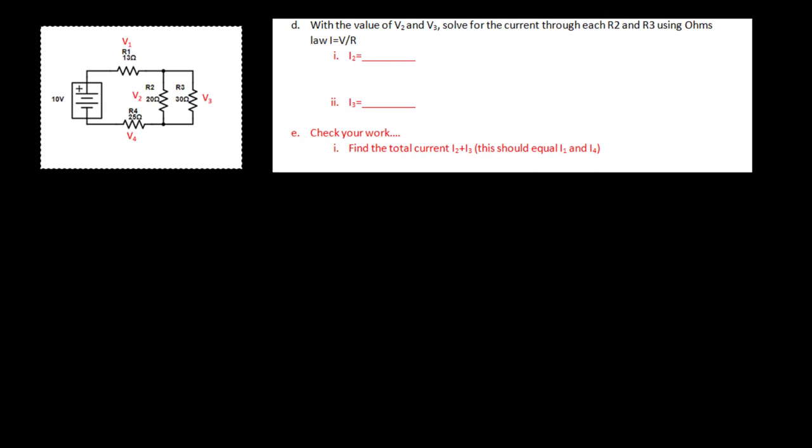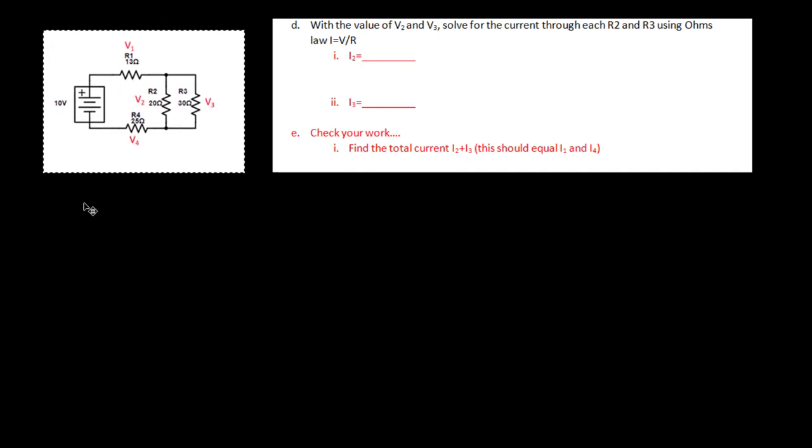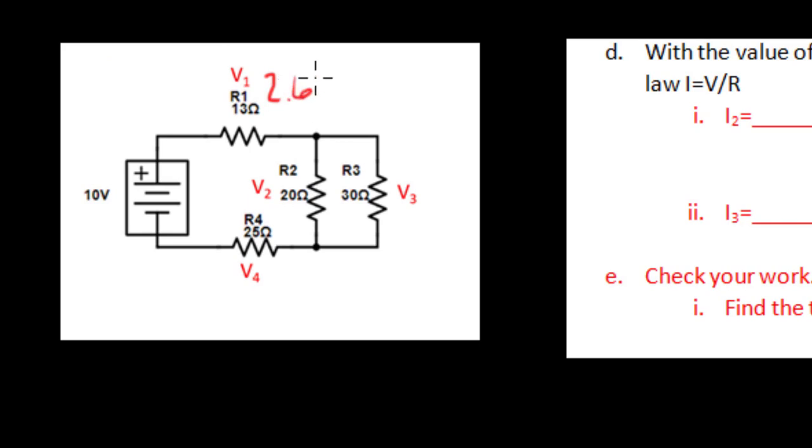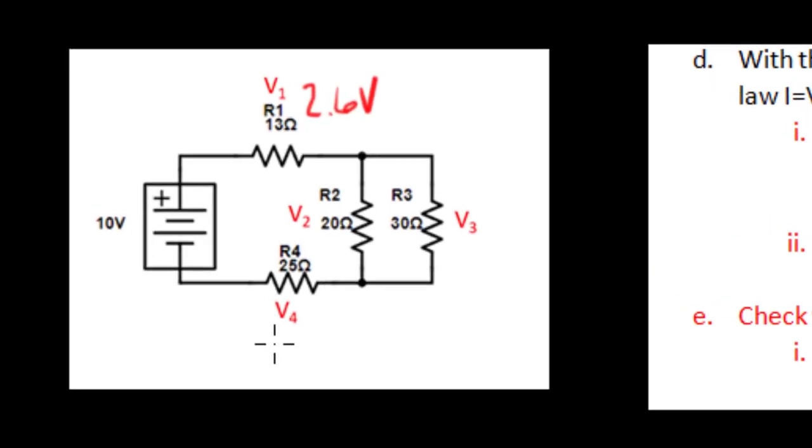Okay, so we've pretty much solved this problem, and I'm going to write in what we've arrived at so far. In blue, we have arrived that V1 is 2.6 volts. V4 was 5 volts. And V2 and V3 are 2.4 volts each. So now we have to solve and say what I2 and I3 are.